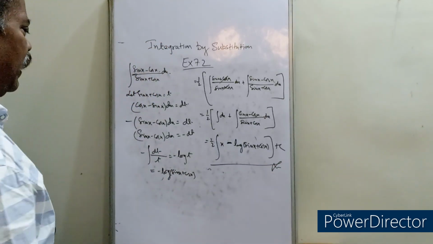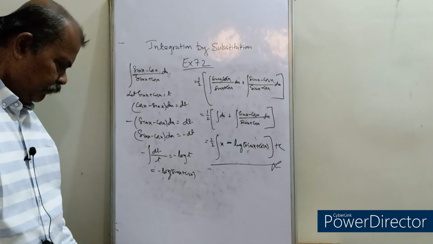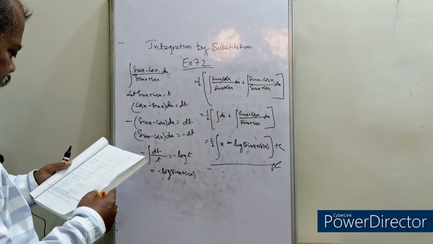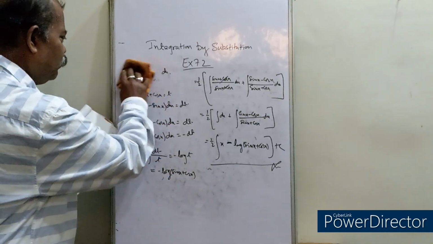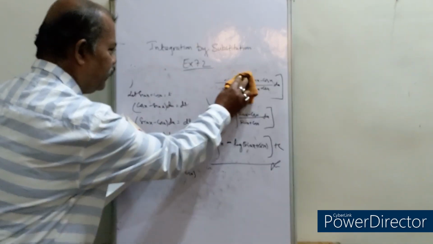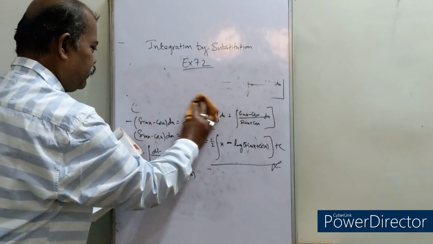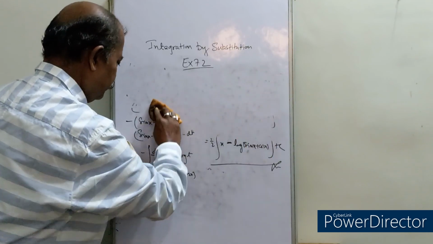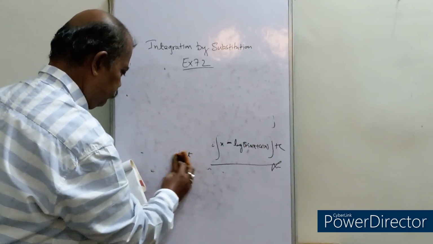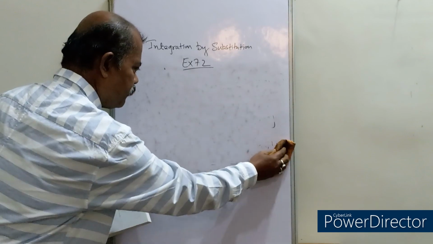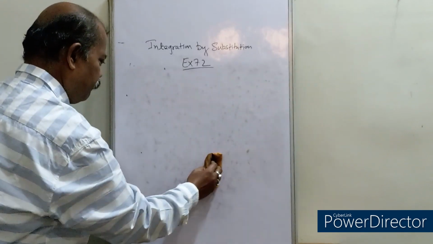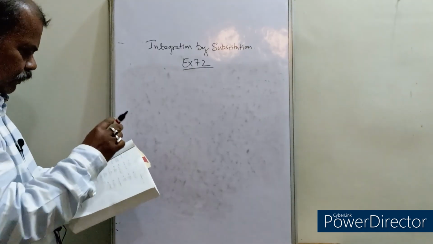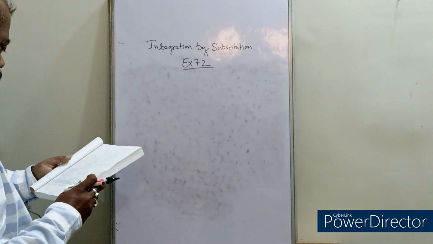So I think this is clear for you. Now I am going to the next question, and that is question 33. It is also of a similar type to the one I have done now. Going to question number 33.